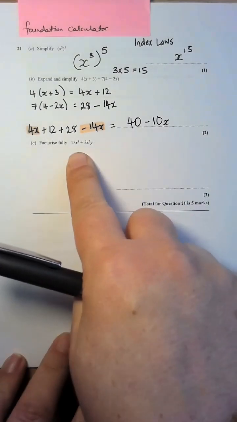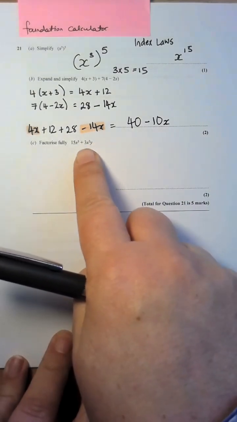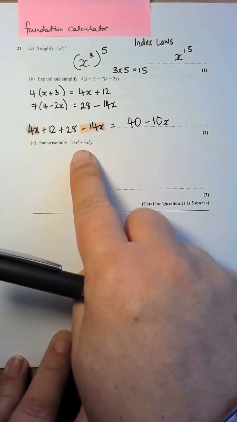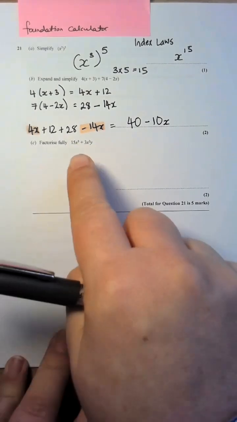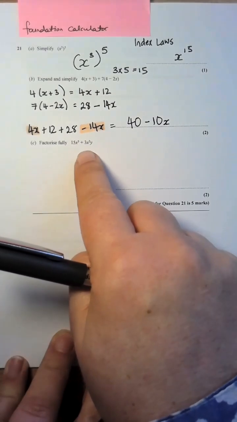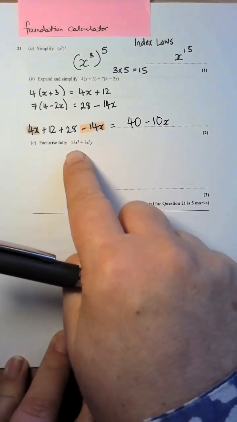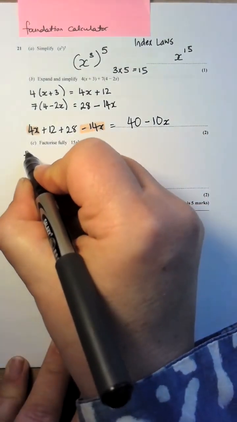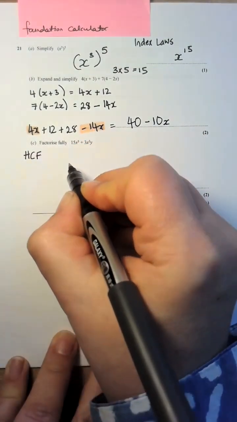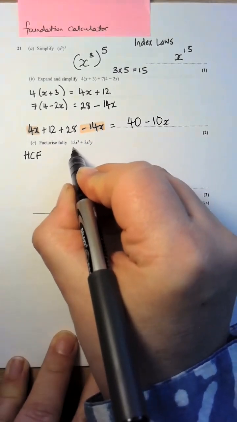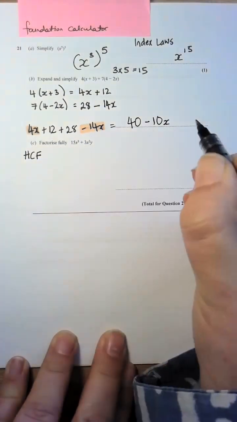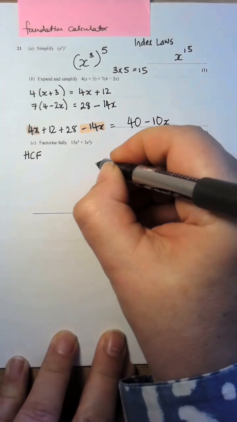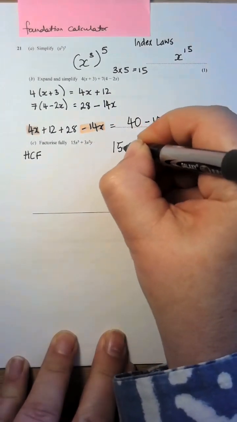This one looks horrible. If you think it's horrible, then give it your best shot. I'm going to show you how to do it. It's thinking about common factors. What is the highest common factor? So it is a highest common factor question. What factorize means is put it into brackets. So I'm just going to write this out bigger.